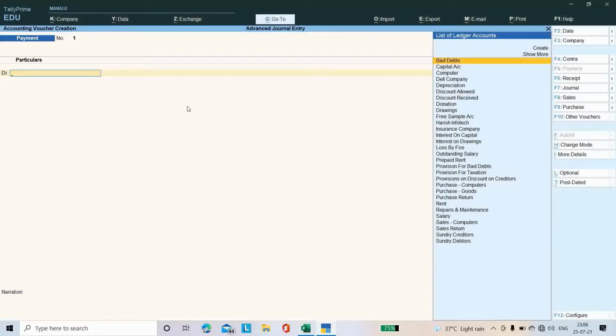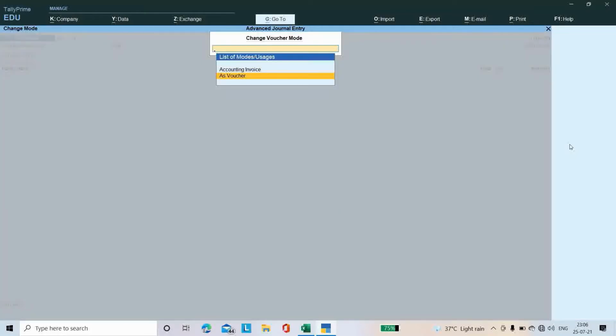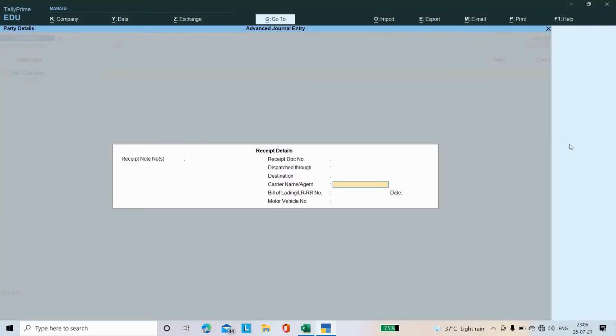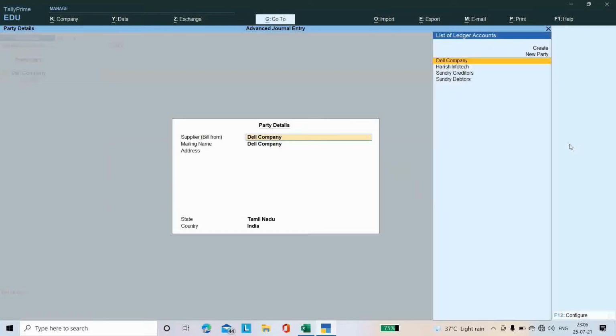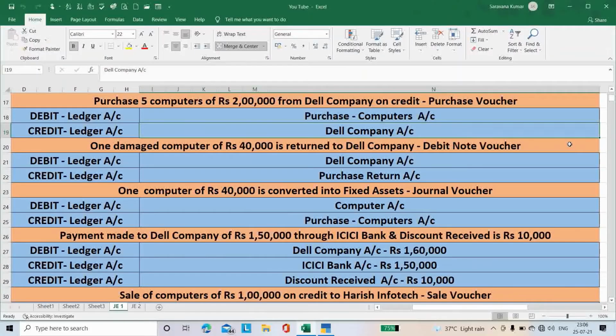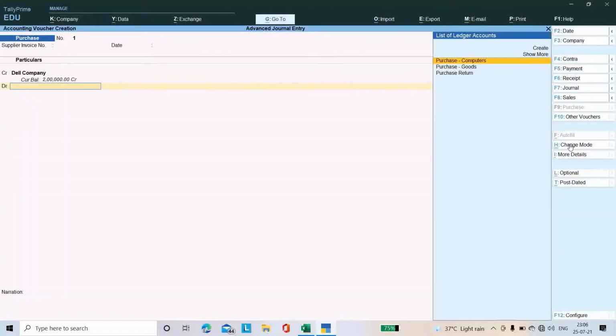Go to Tally Prime. You have to enter in purchase voucher. Shortcut key is F9. Then click change mode. Select as voucher. The credit is in the Dell company. How much? 2 lakhs. So debit is purchase computers.